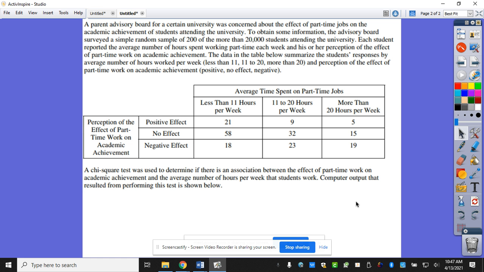Again, asking outside of the question a little bit because it's a lead into today. Did we take one sample and ask them 2 questions, or did we take 2 separate samples and ask each 1 question? 1 sample. So we took the 200 people. For each person, we asked them the average time spent on part-time jobs and also their perception of work on academic achievement, which makes it a chi-square test of independence that we did yesterday.